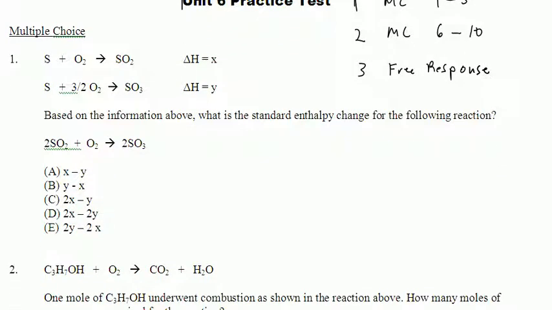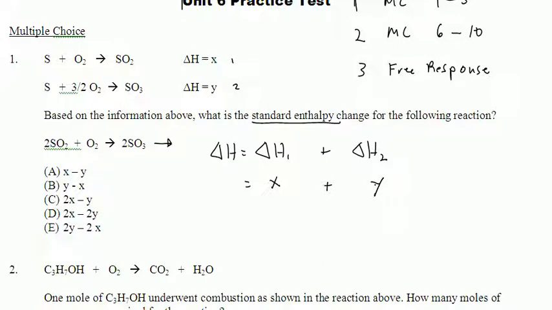First question says, based on the information above, what is the standard enthalpy change for the following reaction? Well, delta H, we want to use the keywords, and I don't see the word bond anywhere. I do not see a little f, so I'm going to be adding the steps. So for this reaction here, delta H is going to be equal to delta H1 plus delta H2. Looking up here, delta H1, that'll be that one, and delta H2, this is called X, and this is Y.